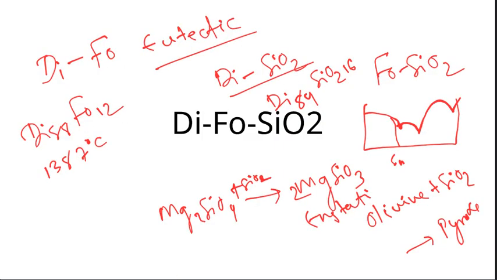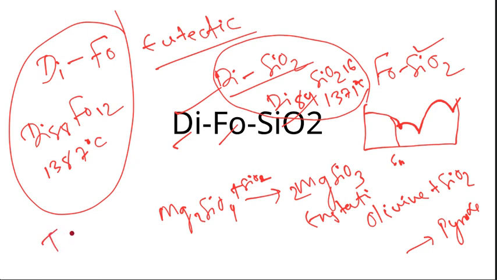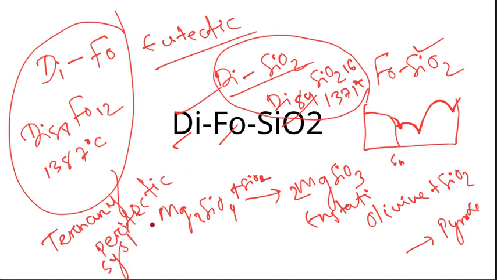ना कुछ रह गया क्या? Diopside-silica eutectic, diopside-forsterite eutectic. This is the diopside-forsterite, and this is 1371 degrees centigrade. This is the diopside-silica, and this is the forsterite-silica. Forsterite-silica is peritectic. So this system can be called a ternary peritectic system.